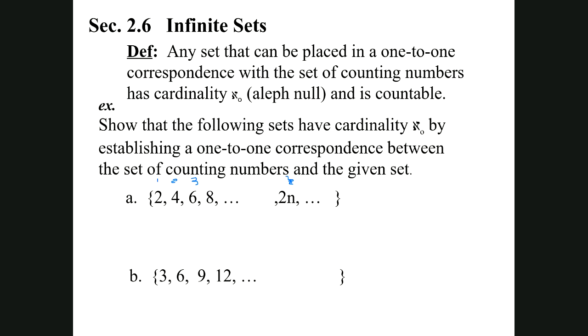Now, to show that this set has cardinality Aleph null, I tell you how to do it. We establish a one-to-one correspondence with the set of counting numbers, always. So to set up this one-to-one correspondence right here: first term is 1, second term is 2, third term is 3, fourth term is 4, nth term is n. We have our one-to-one correspondence, we're done.